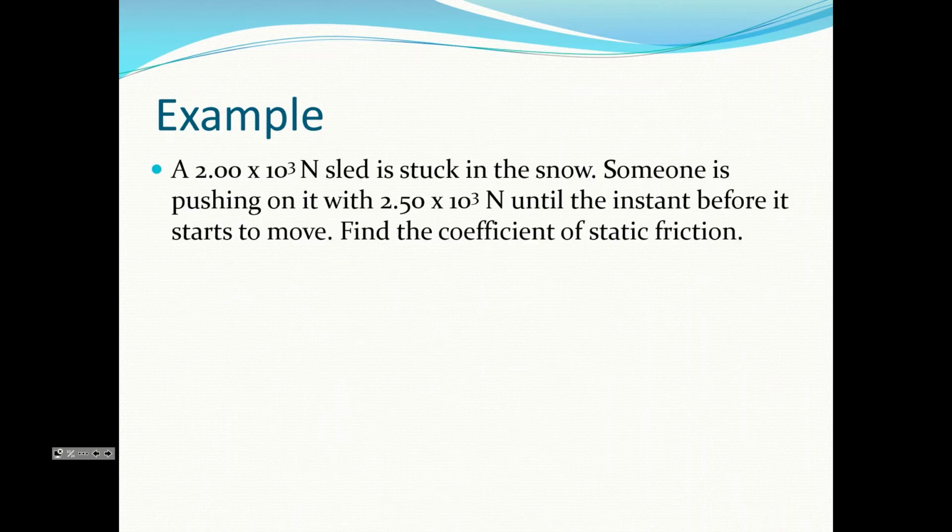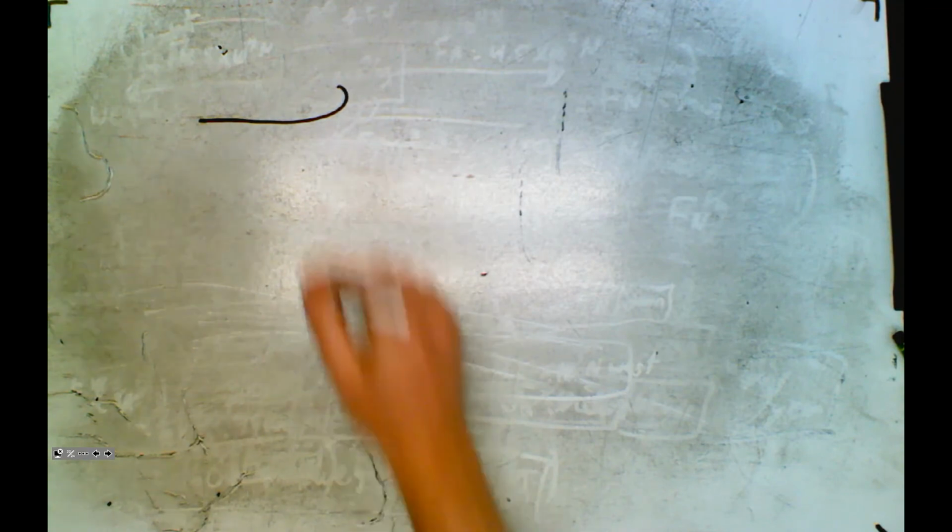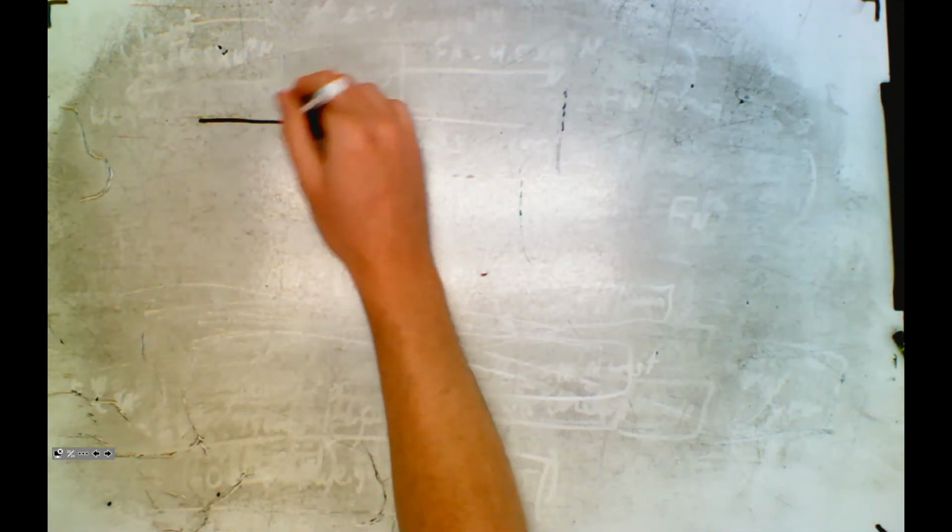So let's do an example. A 2 times 10 to the 3 newton sled is stuck in the snow. Someone is pushing on it with that force until the instant before it starts to move. That's key. Instant before it starts to move. Find the coefficient of static friction. So these questions will always be set up like this. So we have a sled like this, and it tells us it's a 2 times 10 to the 3 newton sled.